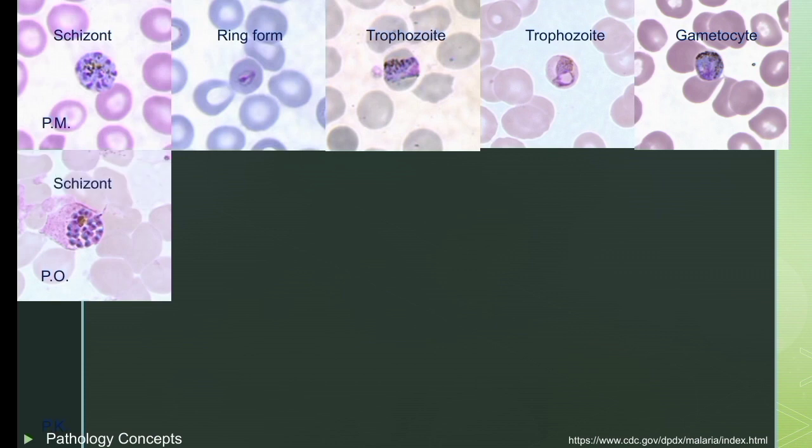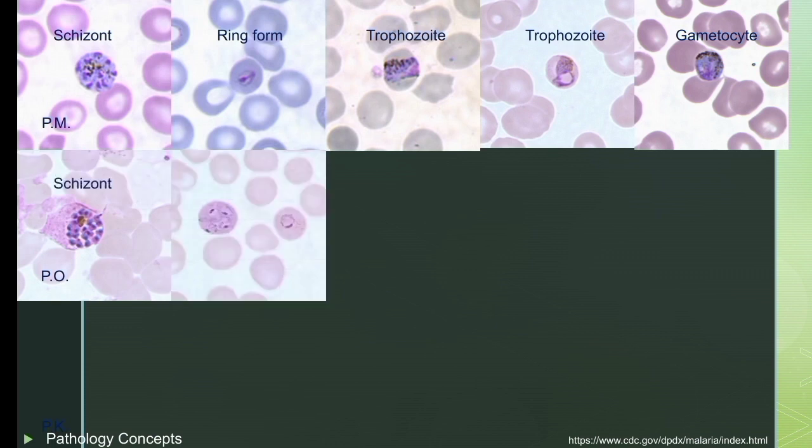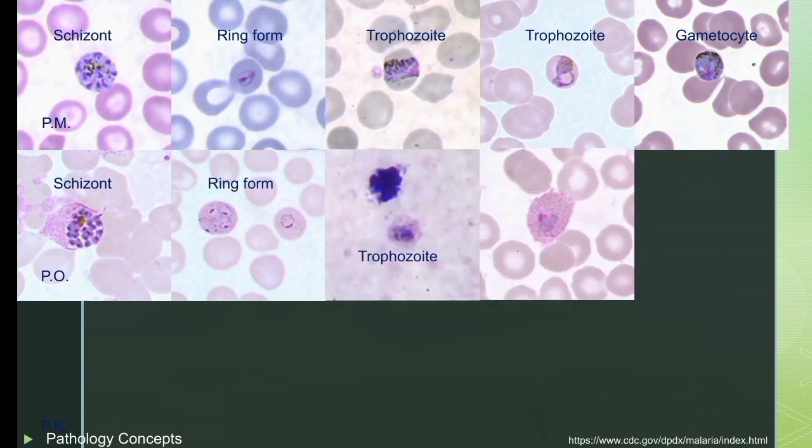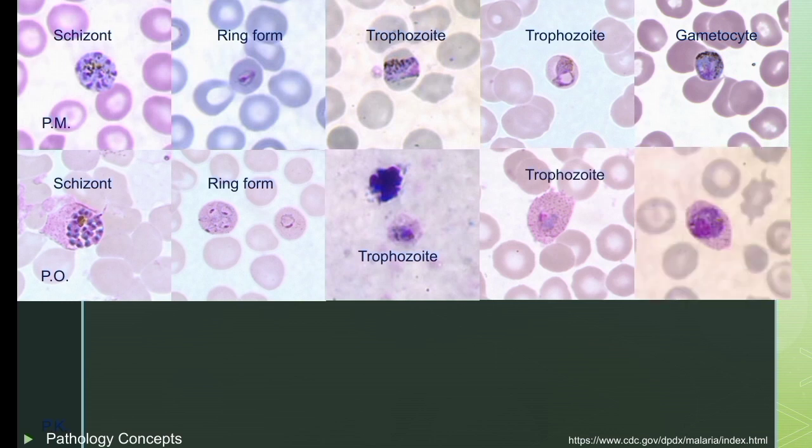Now we learn Plasmodium ovale forms. Schizont of Plasmodium ovale. Ring forms. Trophozoite. Trophozoite. Gametocyte.